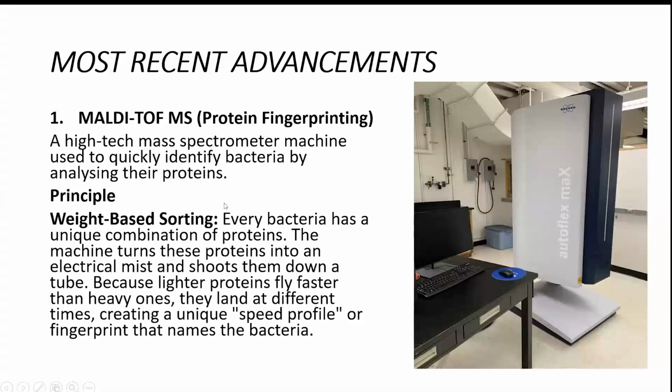How is it done? It is done by weight-based sorting. Every bacteria has a unique combination of proteins. The machine turns these proteins into electrical mist and shoots them down a tube. Because lighter proteins fly faster than heavy ones, they land at different times, creating a unique speed profile or fingerprint that names the bacteria. I will explain it.